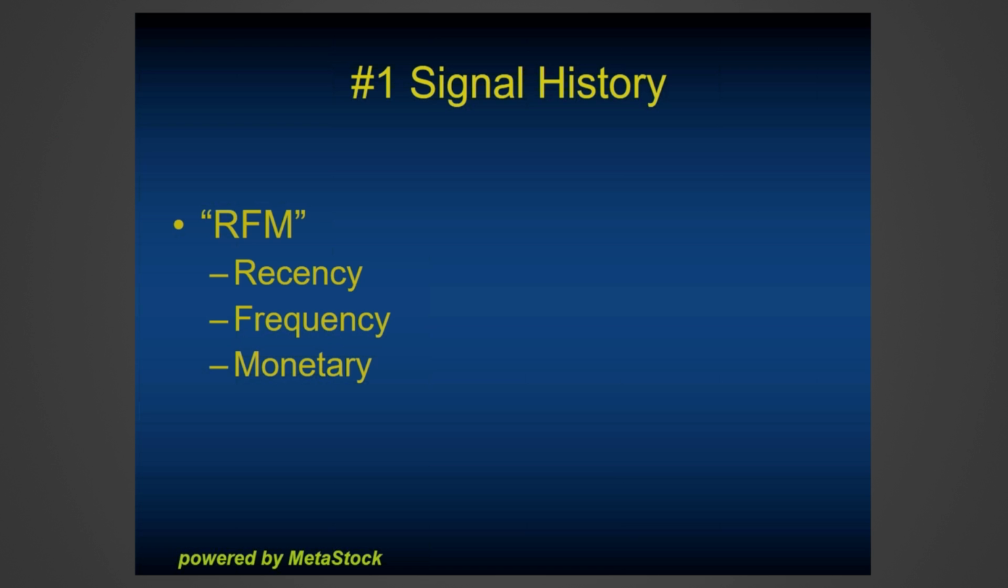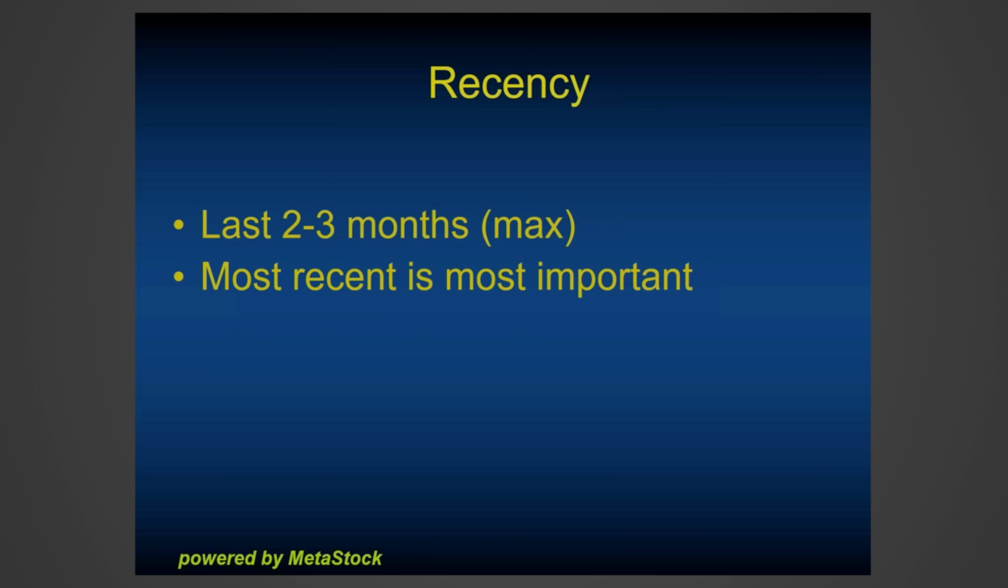The formula is known by everybody from Amazon to you name it, anybody in commerce. And it's recency, frequency, monetary. What that means is that recent signals are more important than older signals. Frequent signals are a good thing, and the monetary value of the signal, in other words, did the signal in the past trade for a decent amount of gain? These are important. So let's look at recency.